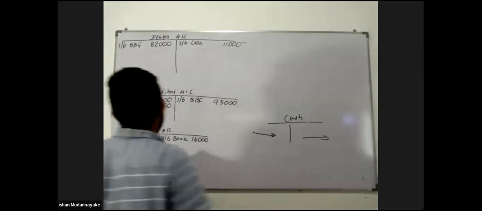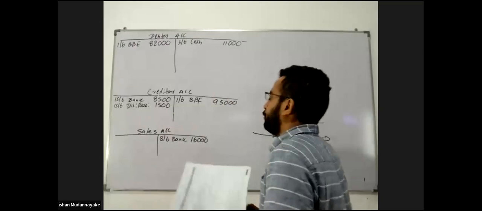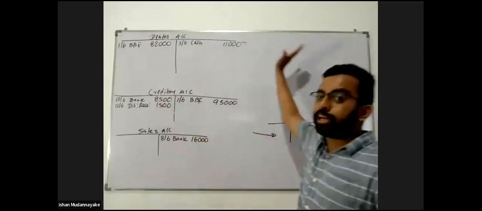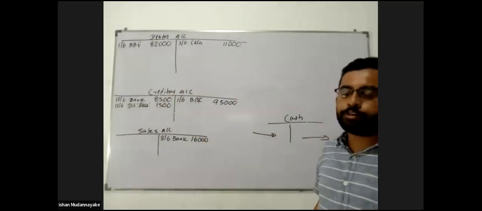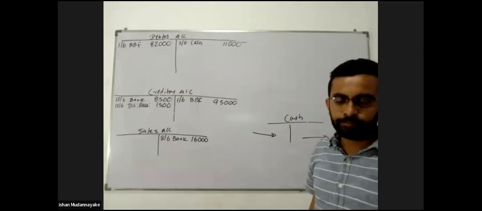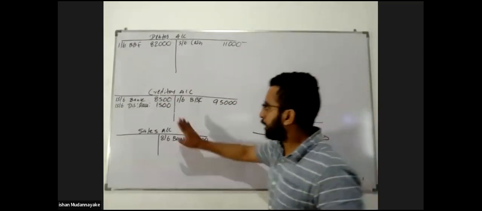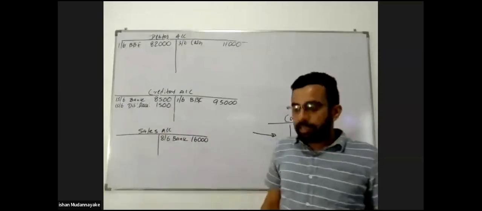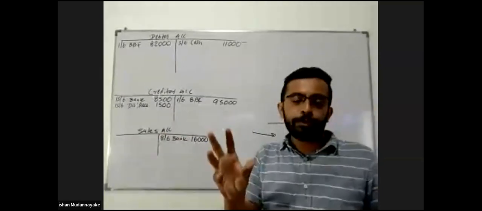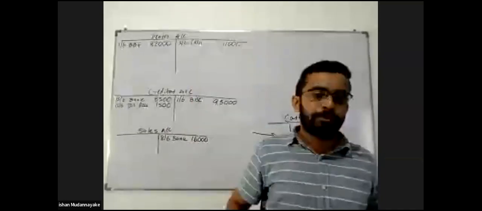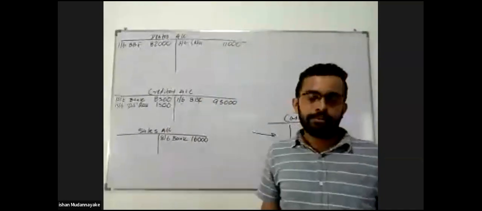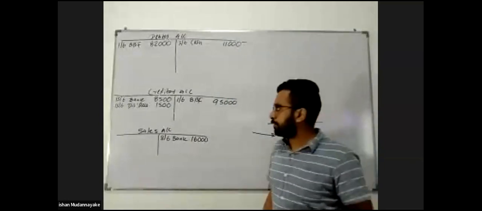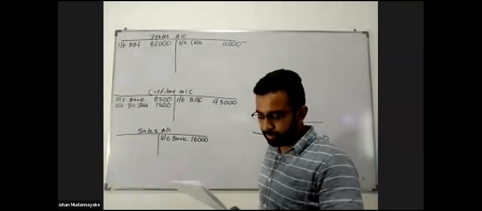Then, first the double entry of discount received: creditor account debit, discount received account credit. Later, the total of the discount received amount we will record in the discount received account. Discount received account credit. Is that clear? Clear.